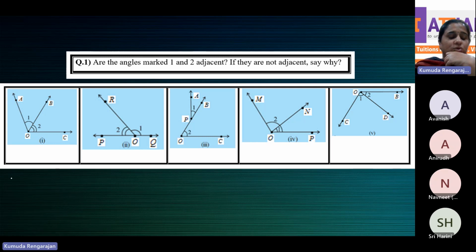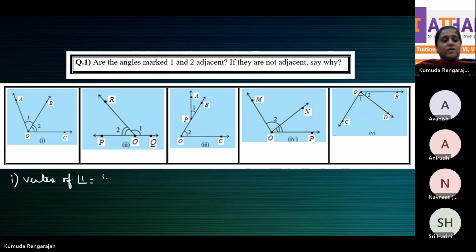Okay, we'll do it again with you, Anirudh. Now for the first figure, tell me the vertex of the two angles. Which is the vertex of angle 1? Which is the vertex of angle 2?